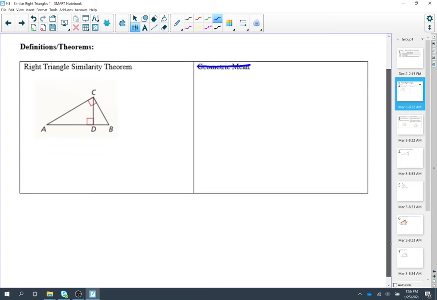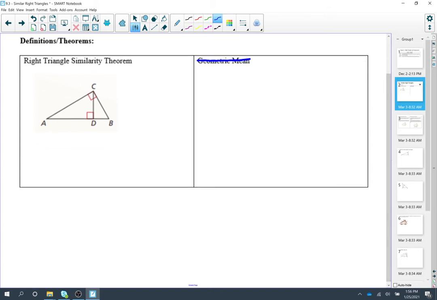So first of all, the right triangle similarity theorem. Take a look at what we have going on here. First of all, two things have to be true for this to be true. First of all, we have to be dealing with a right triangle. So the right triangle we're dealing with in this picture is triangle ABC.